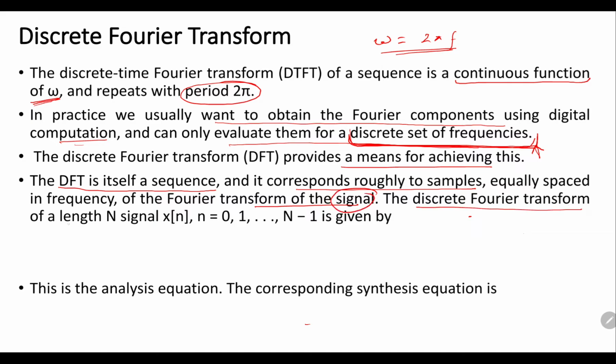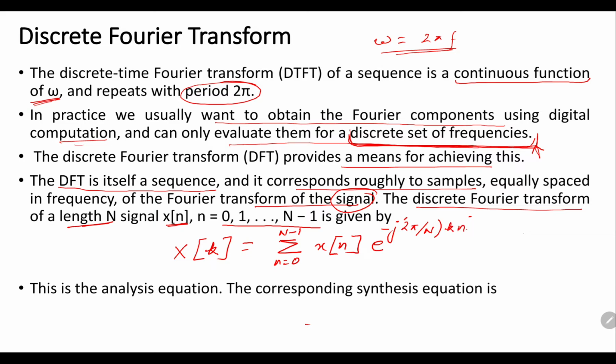Let us see this. The discrete Fourier transform of a length capital N signal x[n], where n equals 0, 1, up to N minus 1, is given by X[k] equals the summation over n from 0 to N minus 1 of x[n] e to the power minus j 2 pi by capital N times kn. This is the analysis equation.